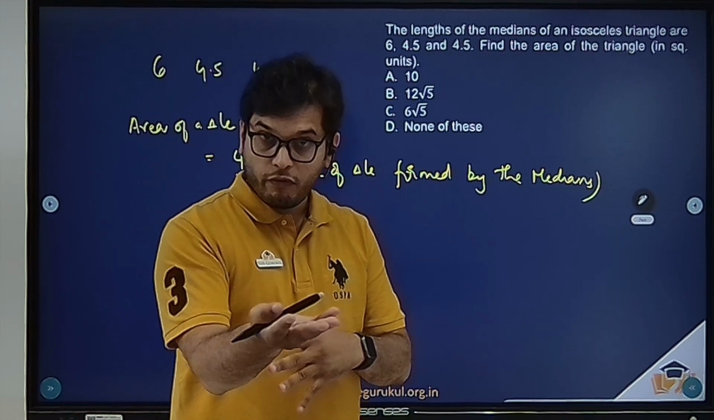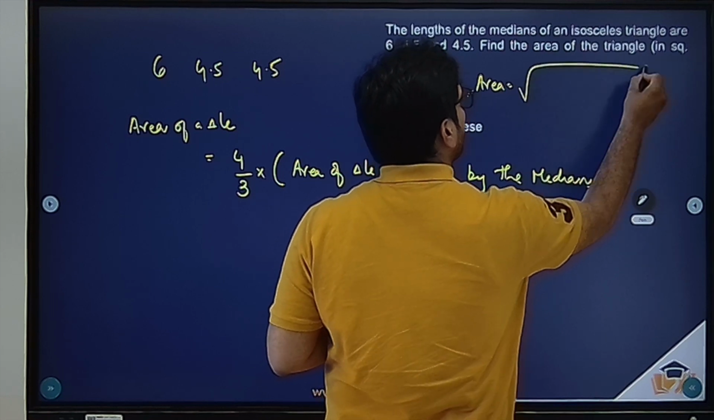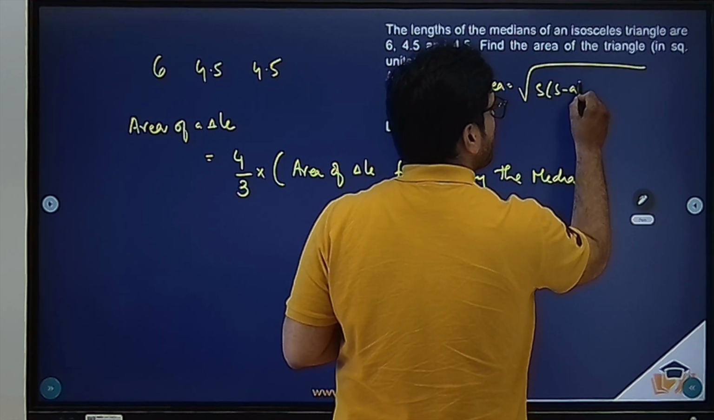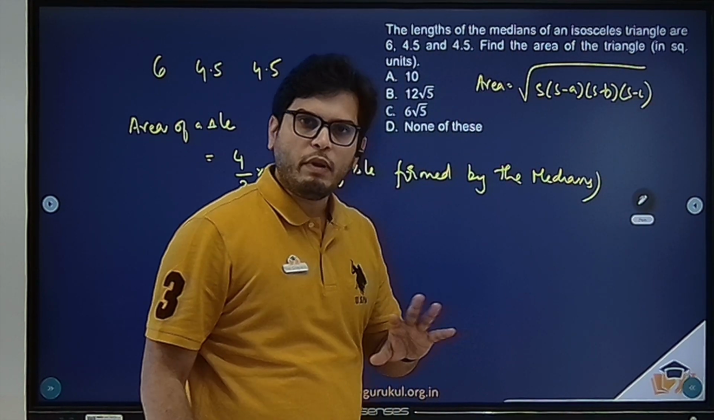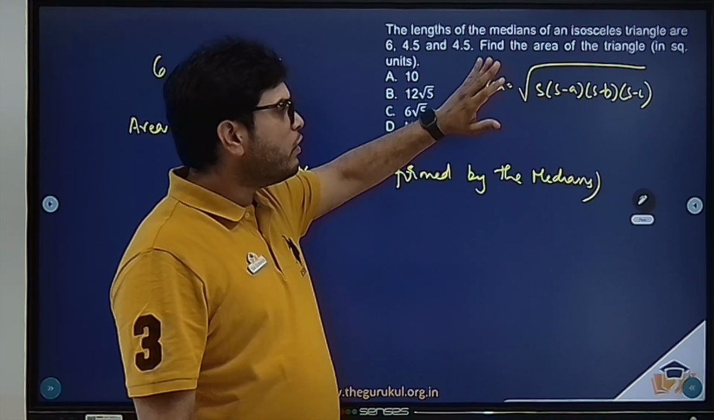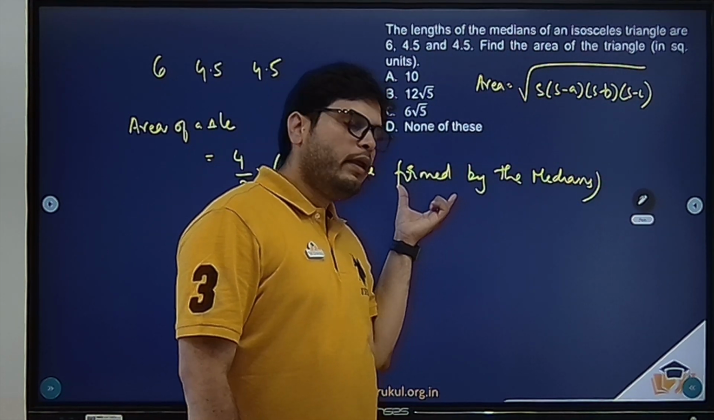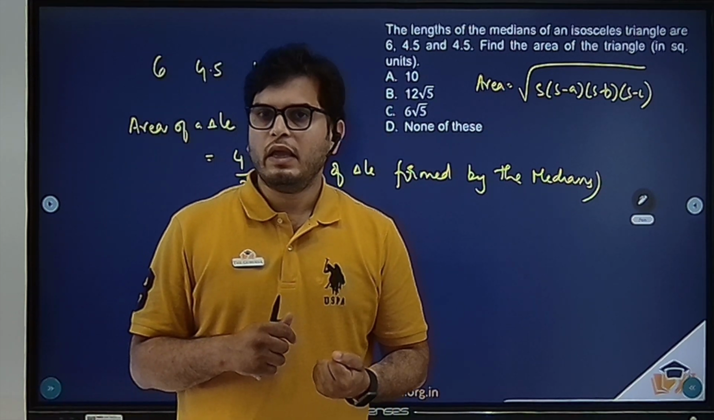We can use Heron's formula, which is area equals under root S into S minus A into S minus B into S minus C, where S is the semi-perimeter. So given all three sides of a triangle, I can use Heron's formula to calculate the area of the triangle formed by the medians, and into 4 by 3 will give us the area of the triangle.